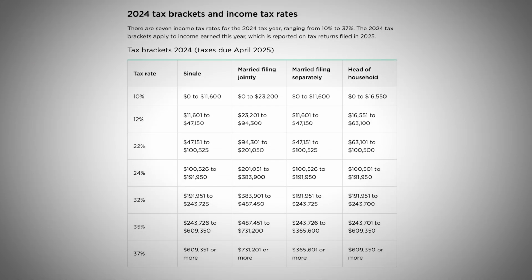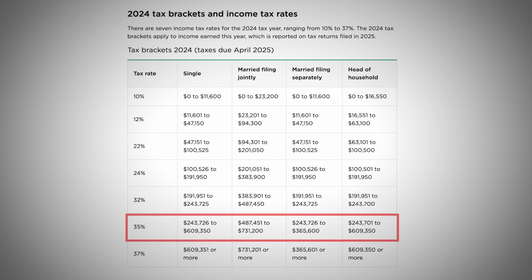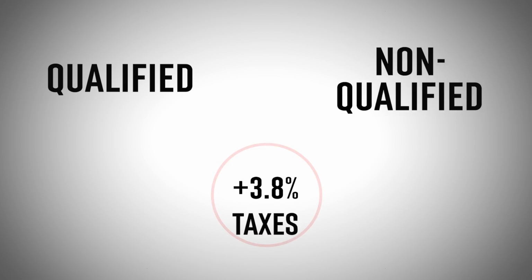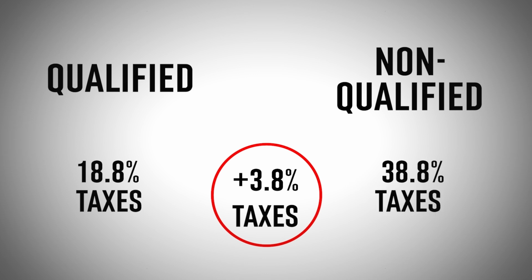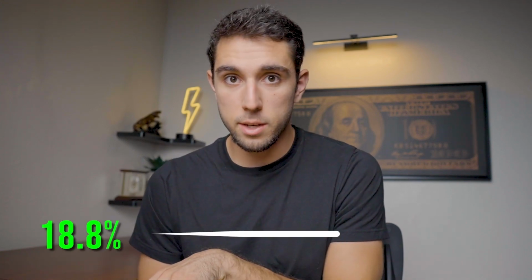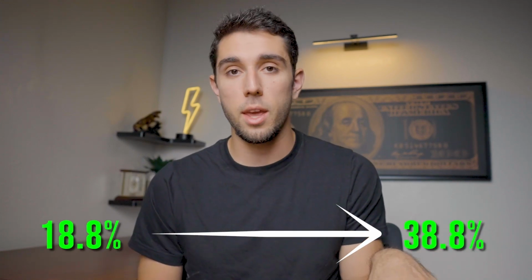But if this were non-qualified dividends, you would be taxed at the 35% tax bracket because it is going to be based on your ordinary income rate. And not just that, whether it's qualified or non-qualified dividend income, you are going to have to pay the additional 3.8% tax. So that is actually going to be 38.8% in taxes. All in all, just understand the difference between qualified and non-qualified dividends for this example would be paying 18.8% of taxes, or more than double that at 38.8%.